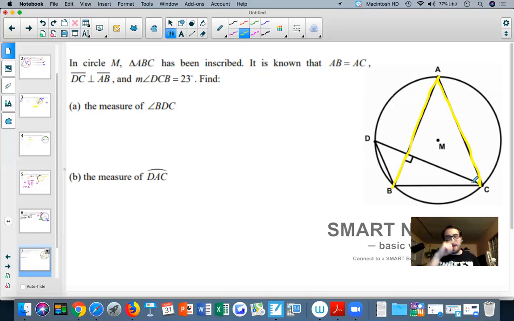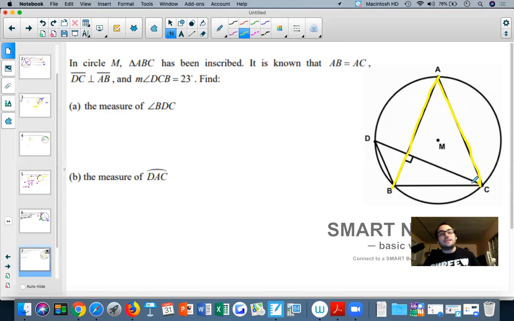Now I'm going to foreshadow a little bit. AB and AC are chords. And if you remember, chords that are congruent, because remember it's isosceles, intercept congruent arcs. So arc BA is congruent to arc AC, but we'll get there. Just plant that seed in your head.